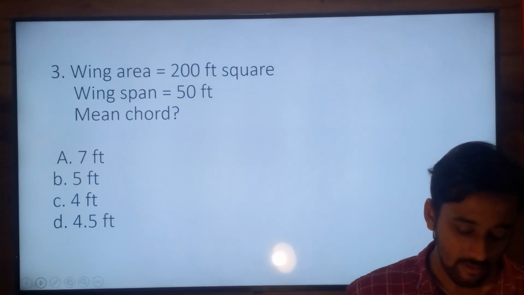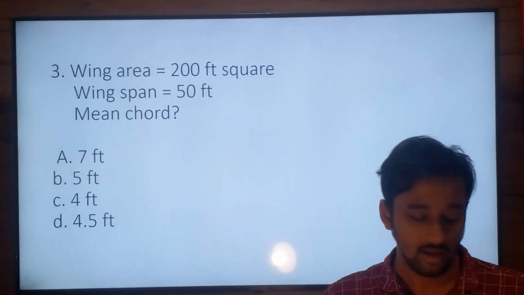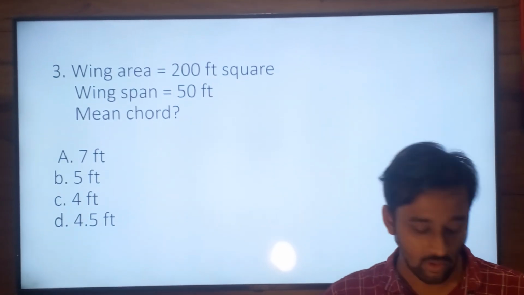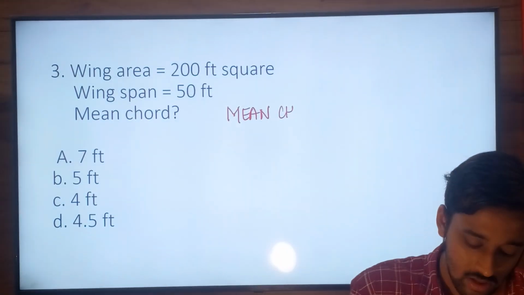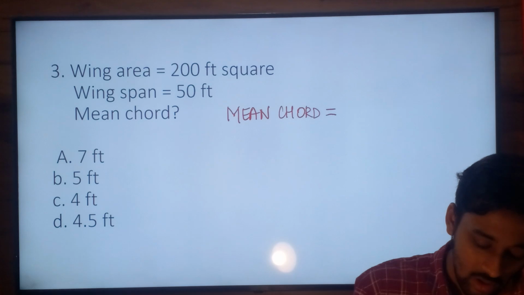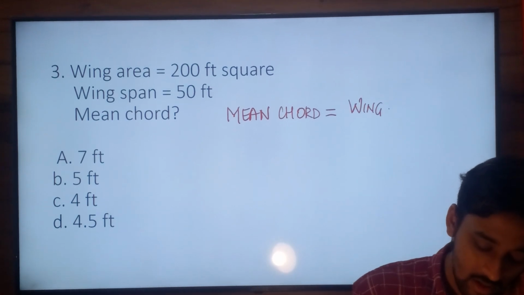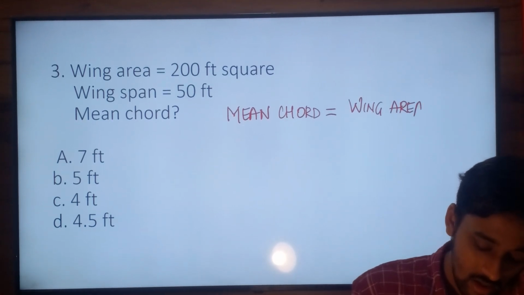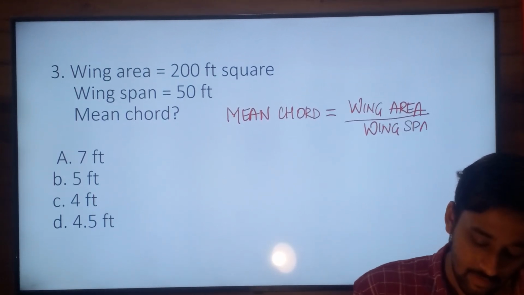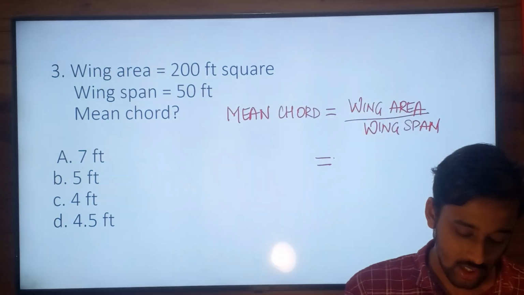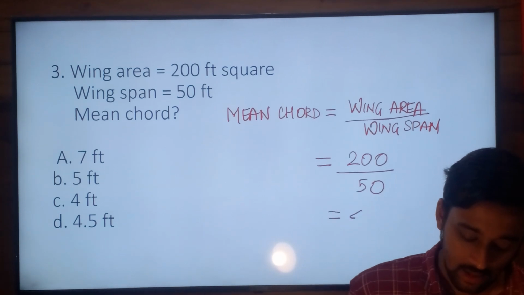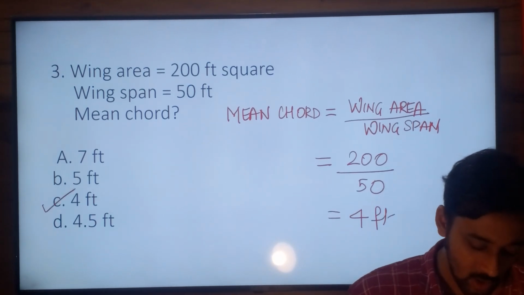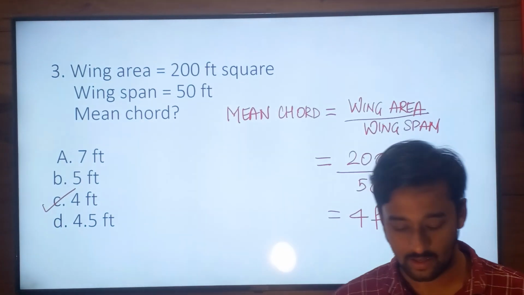Question number 3. Wing area is 200 feet square. Wing span is 50 feet. What is mean chord? So just now we have done, mean chord equals wing area divided by wing span. So wing area equals 200, wing span equals 50. So mean chord is 4 feet. So the correct option is option C, 4 feet.